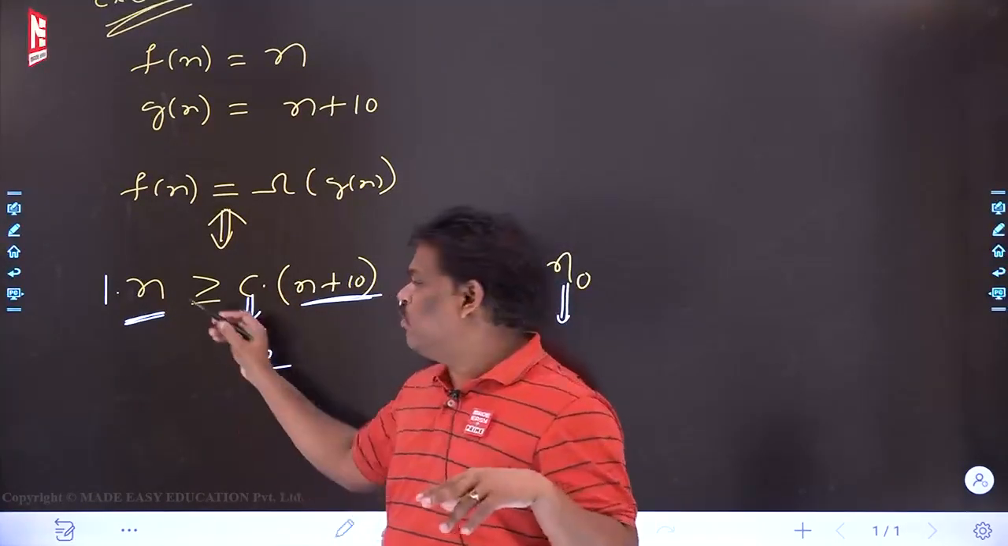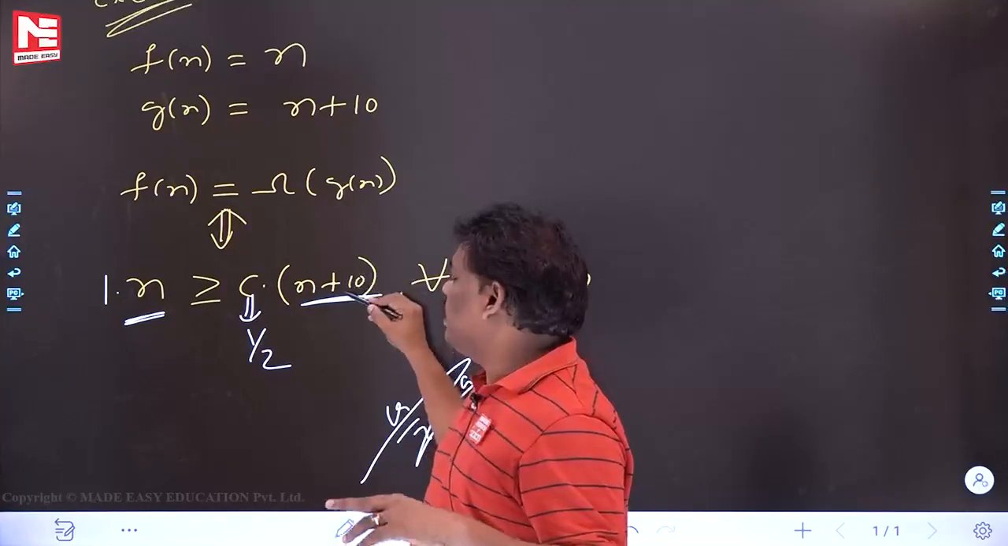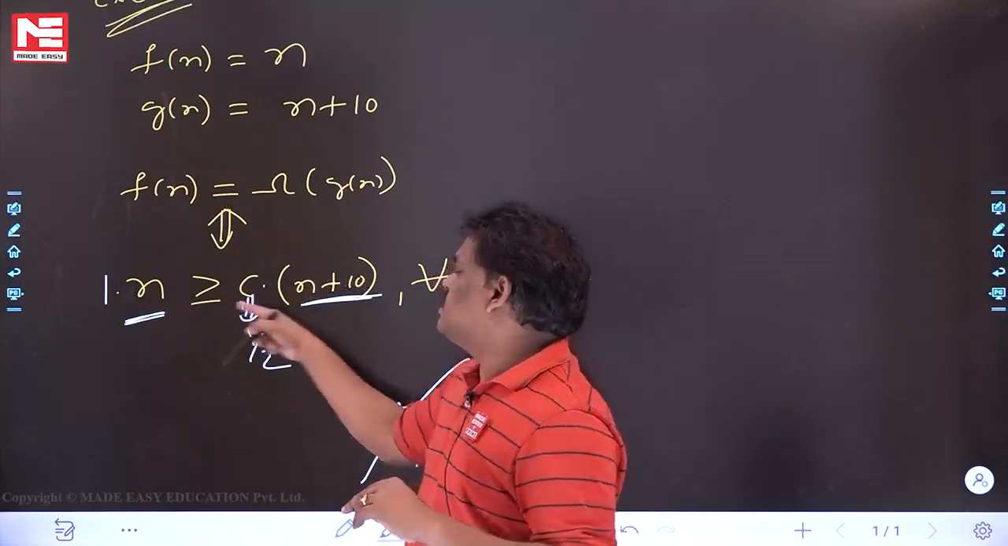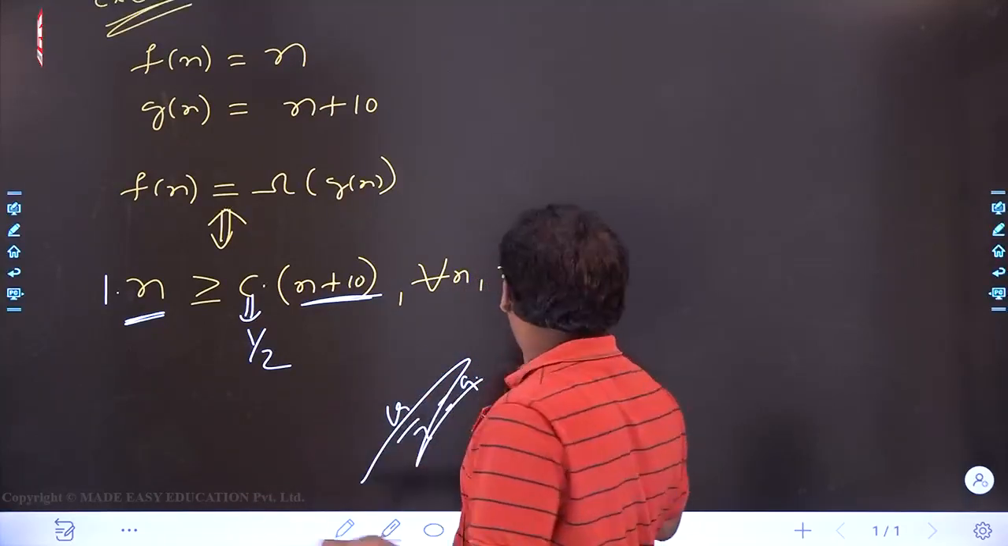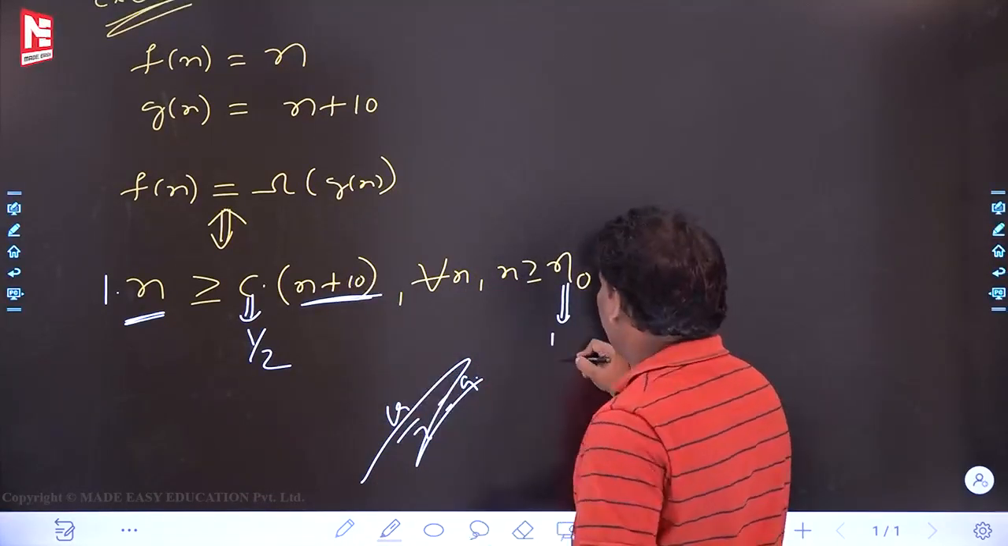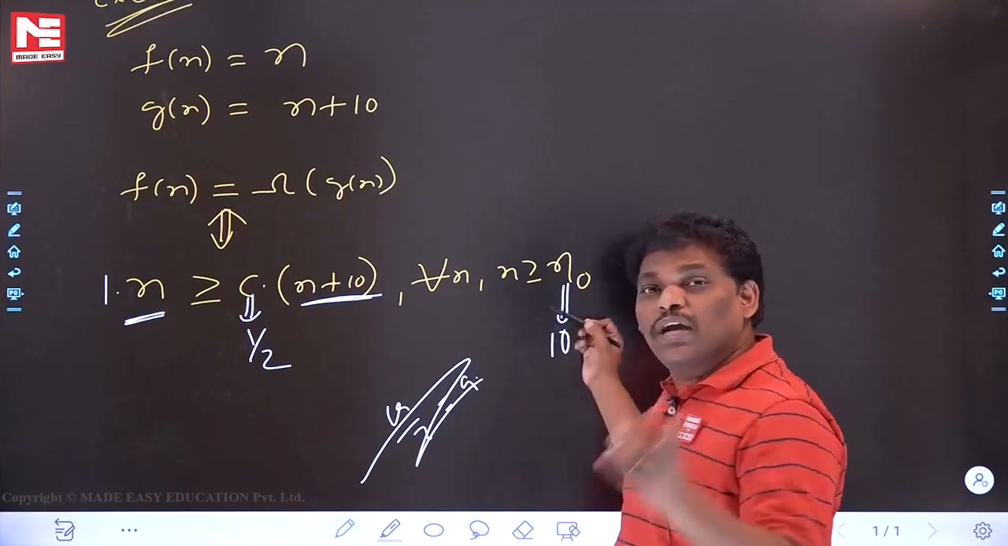N value 10. What is this value? 10. This is going to be 20 by 2. 10. I think 10 is greater than or equal to, that is 5. So I think 10 onwards, you can verify by manual checking, right? 10 onwards it is working. It will work, I know that it will work.